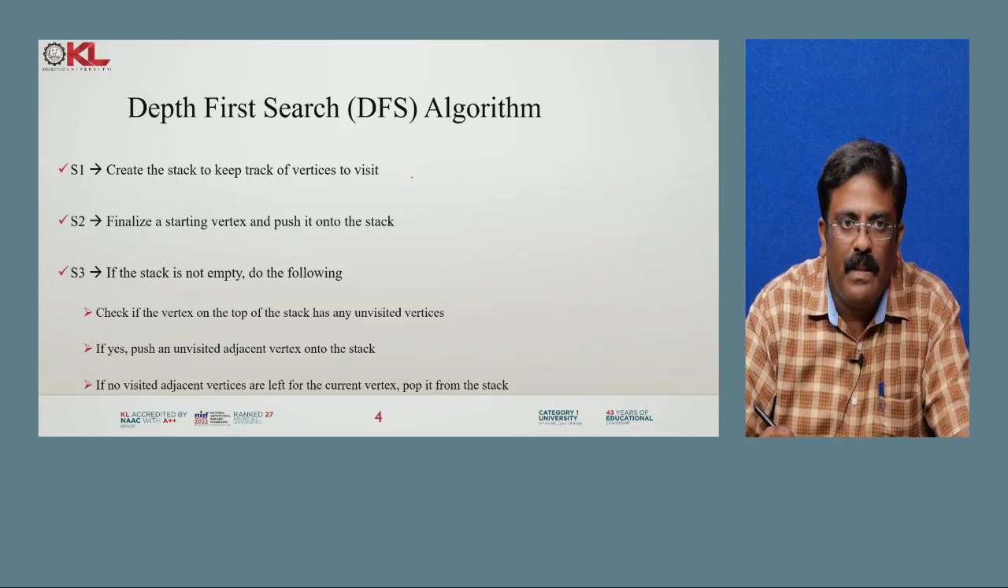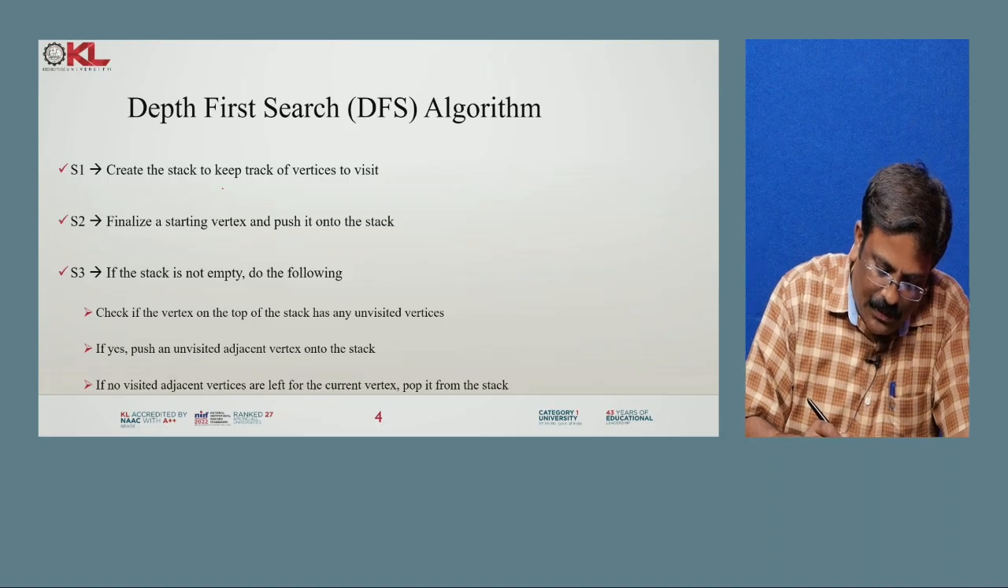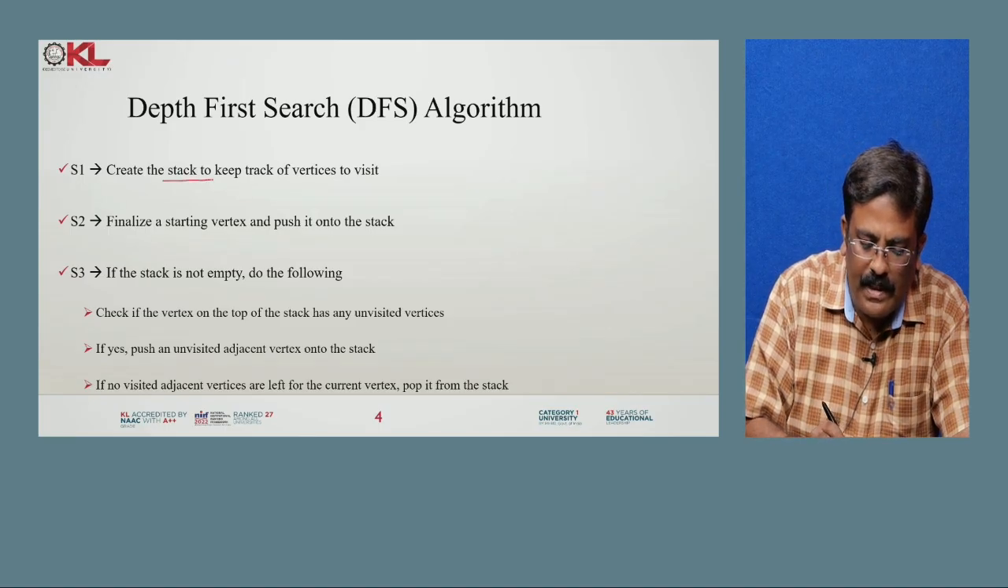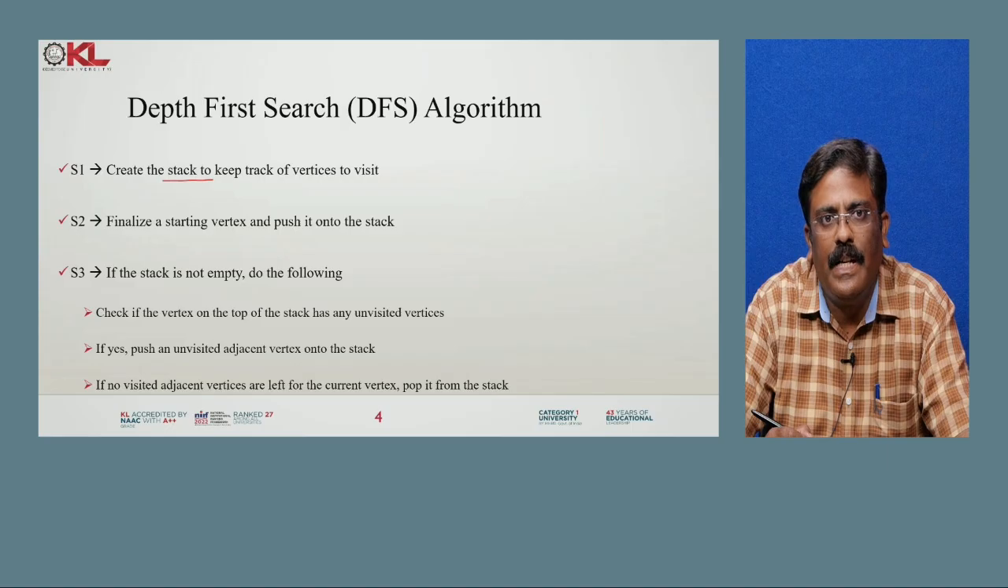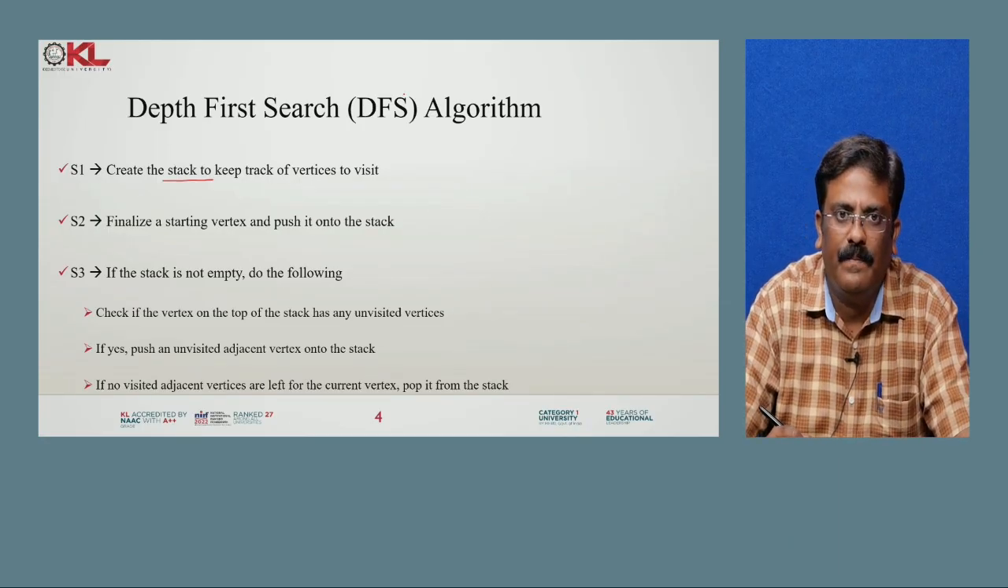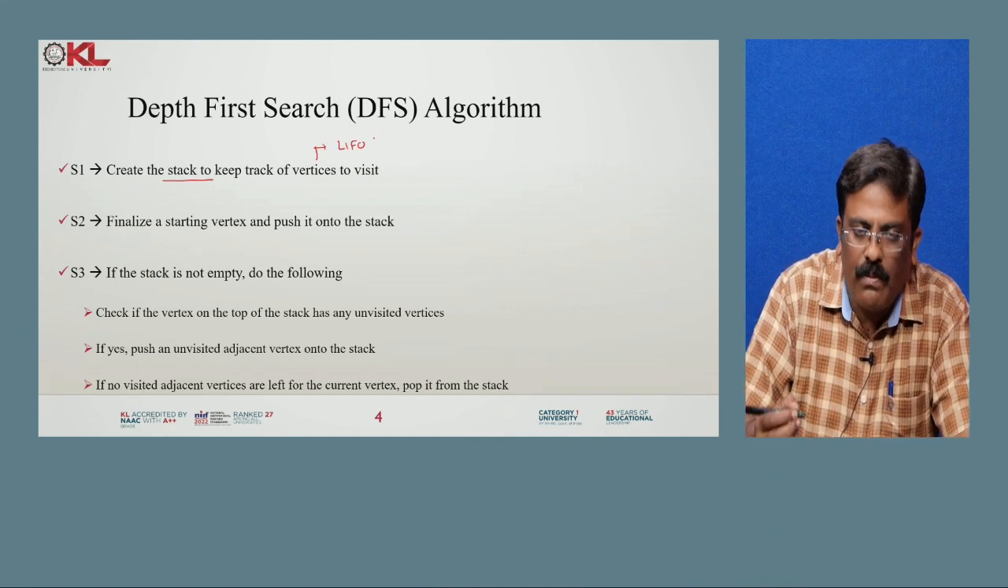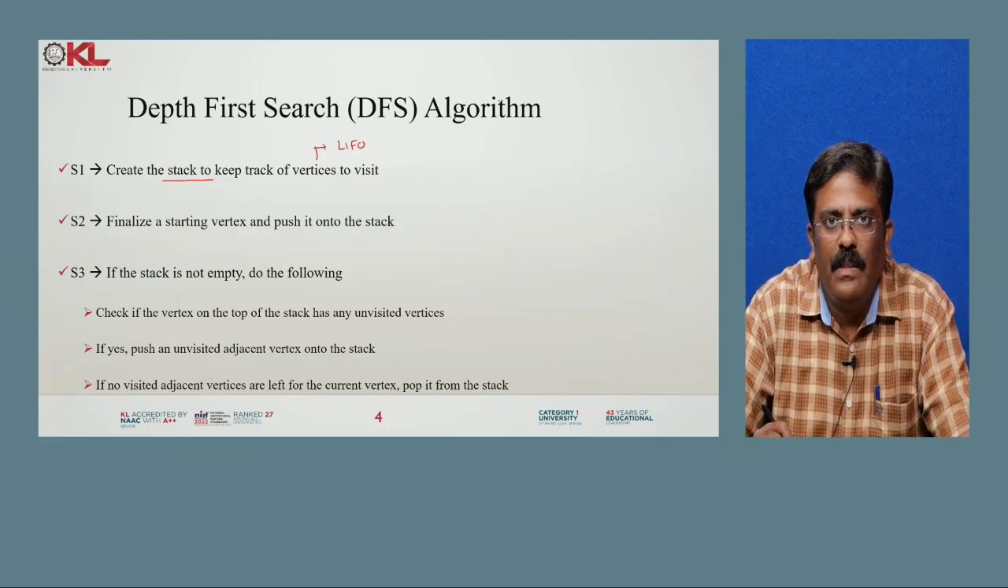In step 1, we create a stack to keep track of vertices to visit. In the case of DFS, we make use of a stack as our data structure, and through the stack we explore whether we have visited all the vertices available in the graph or not. The property of a stack is last in first out. The last vertex that enters the stack is explored first and leaves the stack first. That is called last in first out.